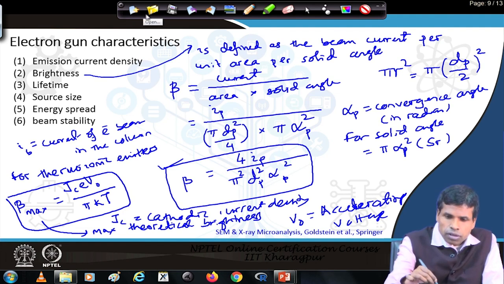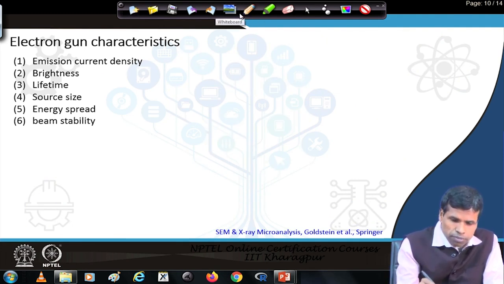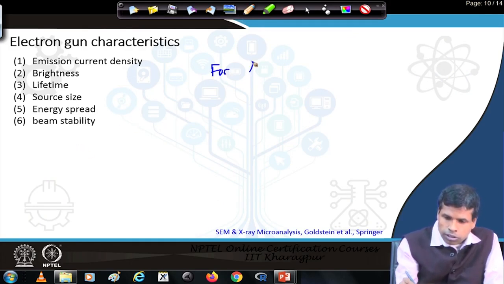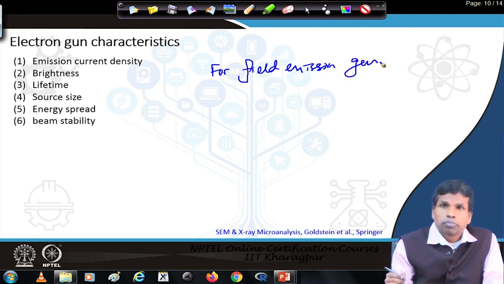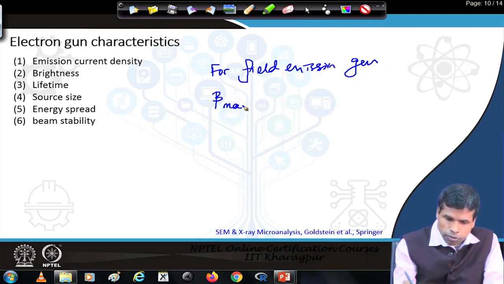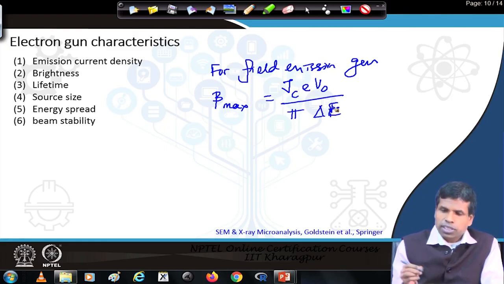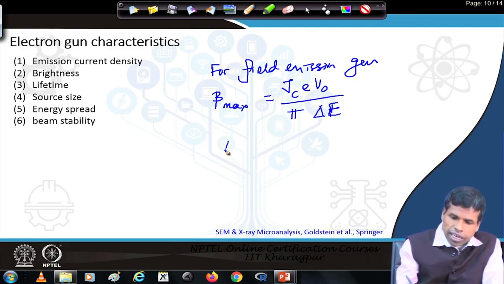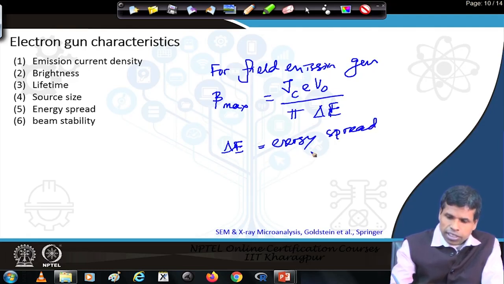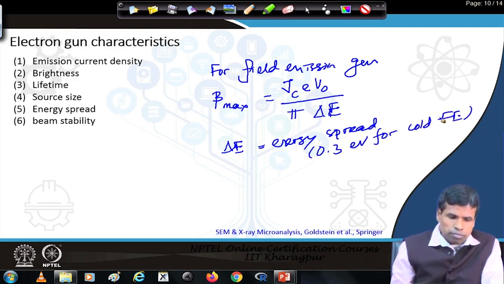On the other hand, for a field emission gun, the brightness depends on the field strength. The maximum theoretical brightness, beta maximum, will be equal to Jc e V0 divided by pi delta E, because we do not have a temperature here. Previously we had temperature, but for a field emission gun we do not apply temperature. Here delta E is the energy spread, which is about 0.3 eV for cold field emission.